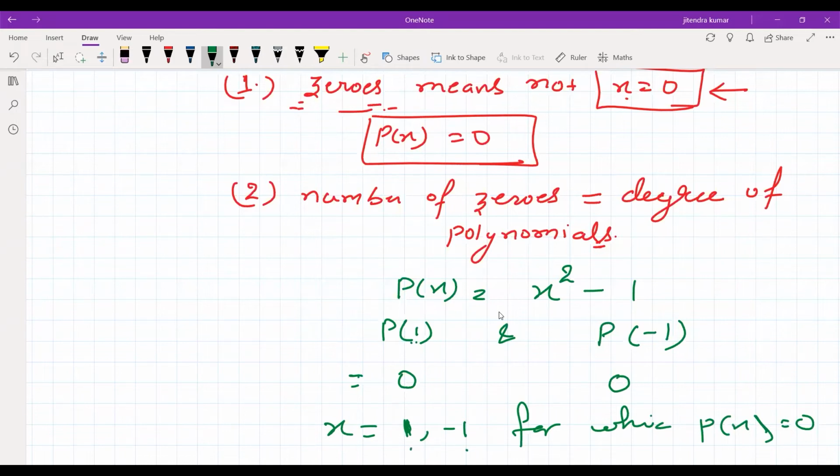Okay, so the number of zeros will always be at most equal to the degree of the polynomial. So we can't have 3 zeros if degree is 2. If degree is 2, then it can have only 2 zeros. It can't have 3 zeros.